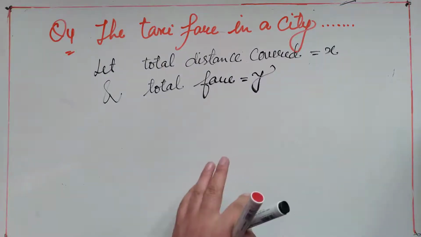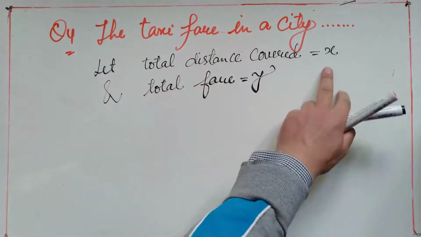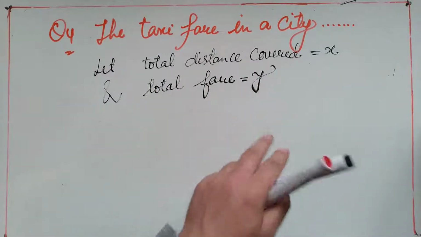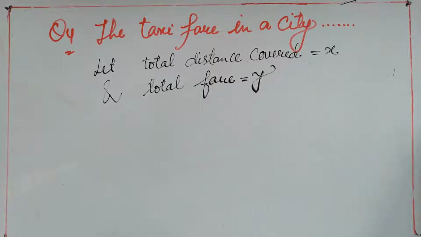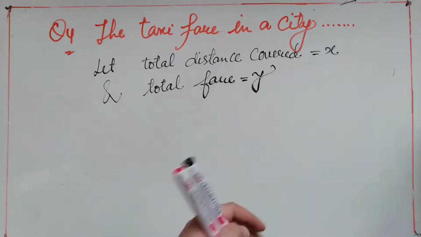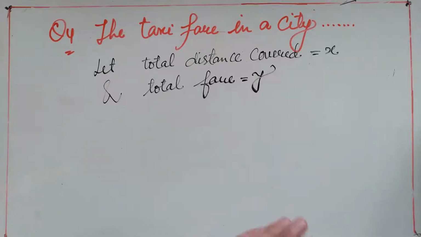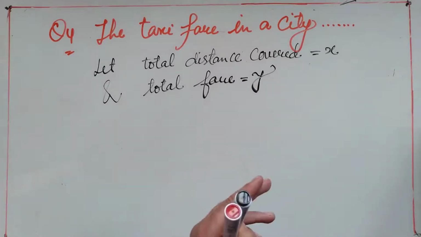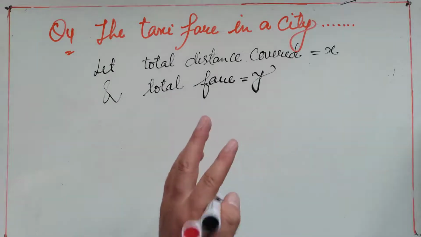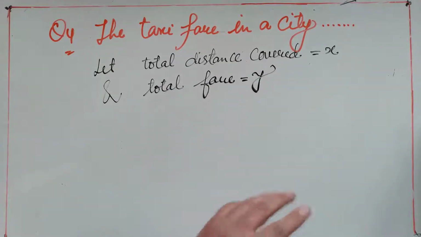It has been given to you that you have to take total distance covered as x and total fare as y. If you travel only 1 kilometer, you have to give rupees 8. If you go beyond that, you have to give rupees 5 extra. That means if you travel 2 kilometers, for the first kilometer you will pay rupees 8 and for the next you will pay rupees 5.